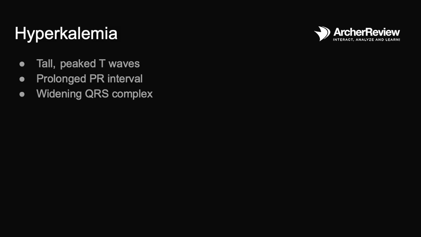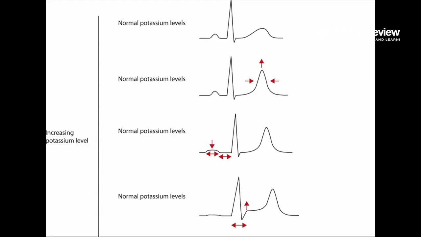Let's go ahead and take a look at all of these changes with hyperkalemia on an EKG tracing. So at the top, you see our normal PQRST with normal potassium levels. This person might have a potassium of 4, 4.5, nothing too high yet. So going down, maybe we start to have a potassium of 5, 5.5. Immediately you see the tall peaked T wave. You see how distinguishable that is? It jumps right up there and you know, oh, my patient's potassium is getting high.